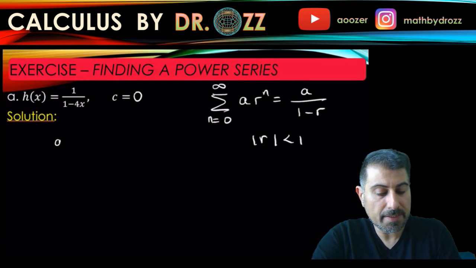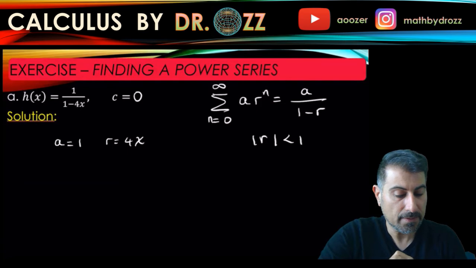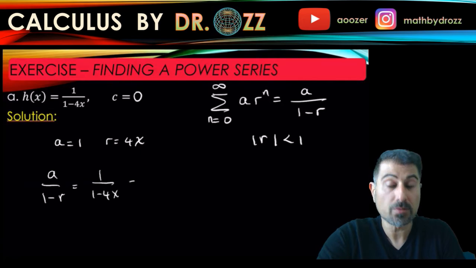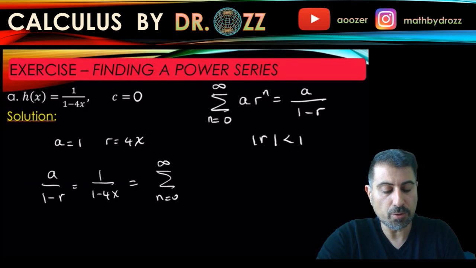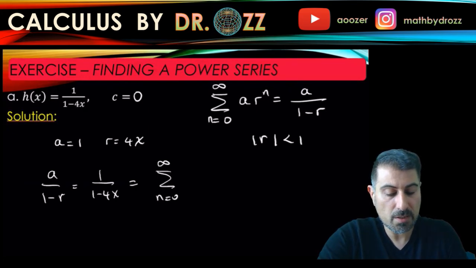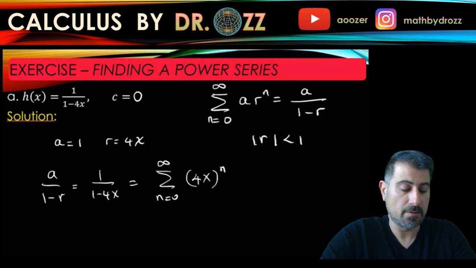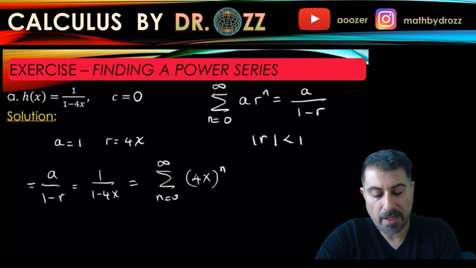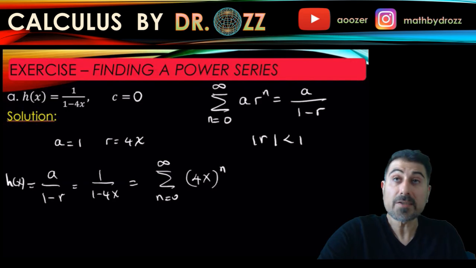So here, if I take a to be 1 and r to be 4x, then a over 1 minus r is in fact what I have here for h. I know that this is represented by the geometric series with a equals 1 and r equals 4x, to the power of n. So this way, as you see, the function h is represented by a power series.